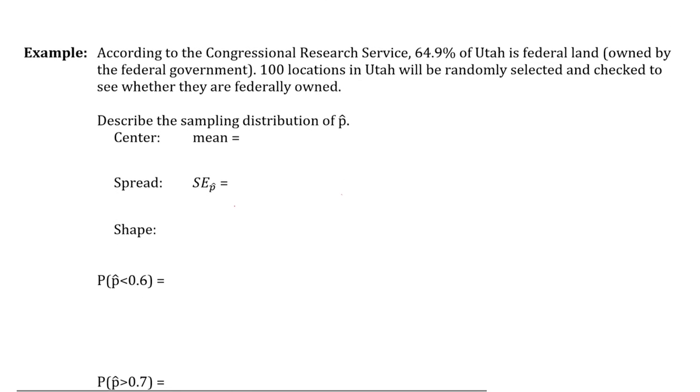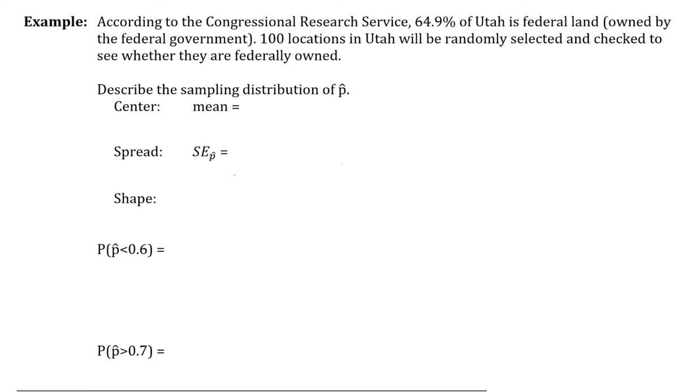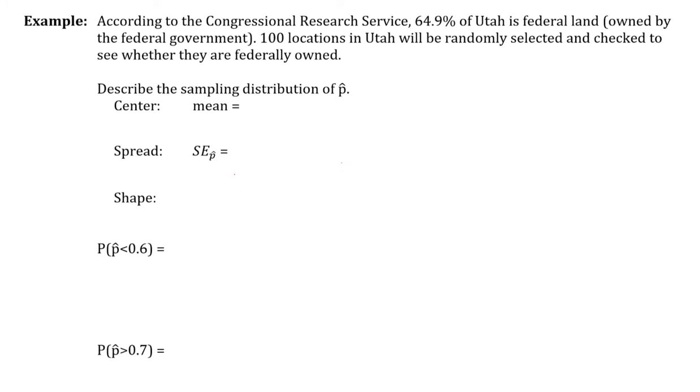According to the Congressional Research Service, 64.9% of Utah is federal land, owned by the federal government. 100 locations in Utah will be randomly selected and checked to see whether they are federally owned.